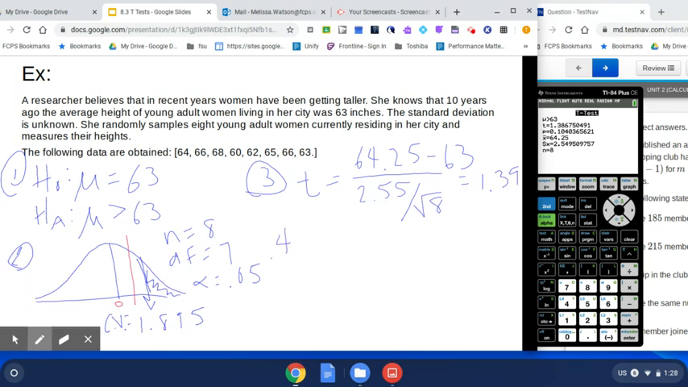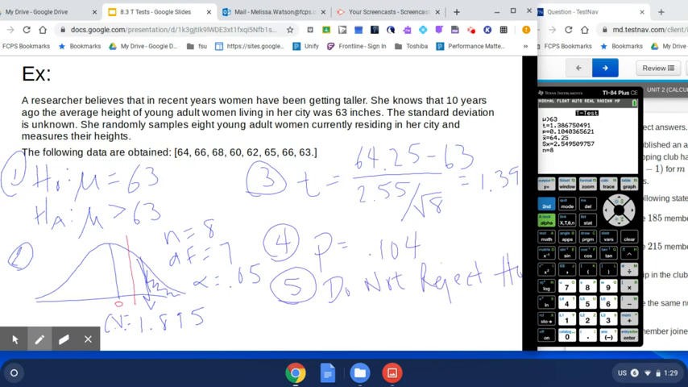Okay, step number 4, the p-value. The calculator told me that the p-value was 0.104. Notice that that p-value, that probability, is higher than the 5%. Also, we're in the non-shaded region, so my decision is do not reject, or fail to reject, the null hypothesis.